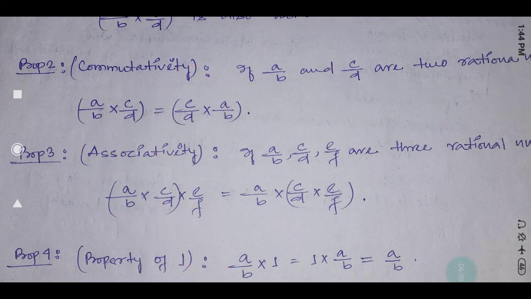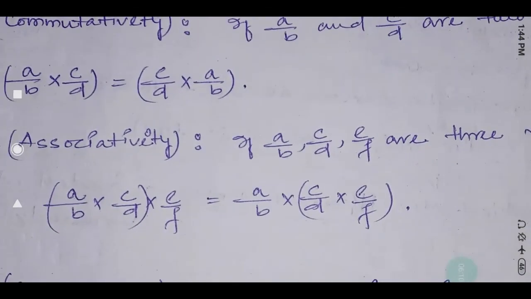See here, associative. That means if A by B is multiplied with C by D into E by F, it will be equal to A by B into C by D into E by F. Okay.